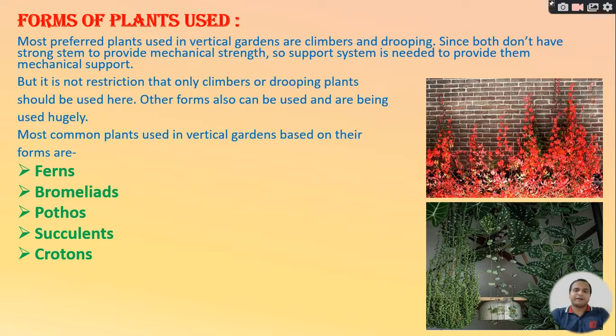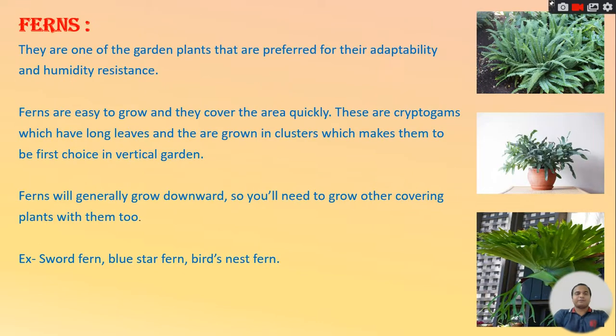The most common plants used in vertical gardens, based on their morphological and grouping systematics, are ferns, bromeliads, pothos, succulents and crotons. Ferns are one of the garden plants that are preferred for their adaptability and humidity resistance. Ferns are easy to grow and they cover the area quickly. These are cryptogamous, meaning they don't bear flowers, which have long leaves, and they are grown in clusters, which makes them the first choice for vertical gardens.